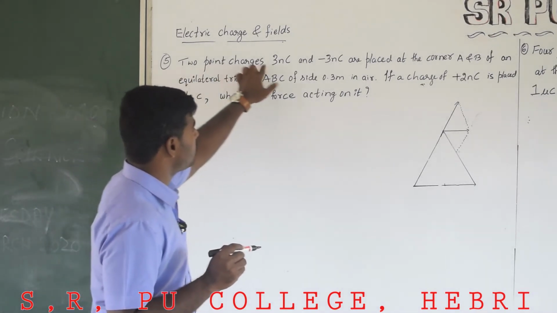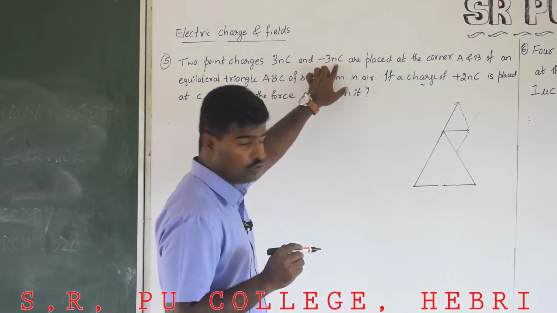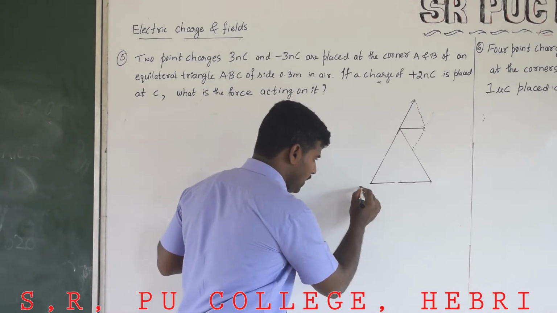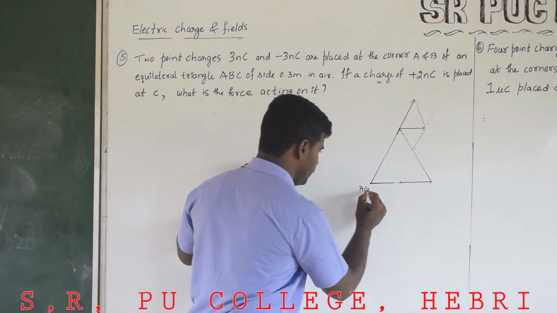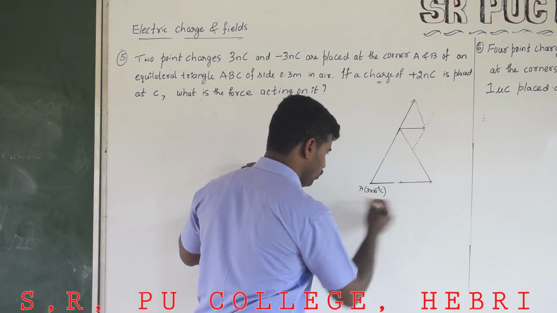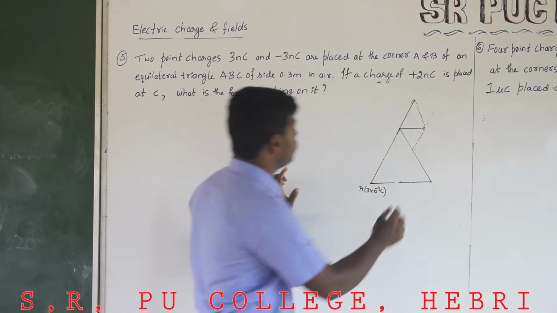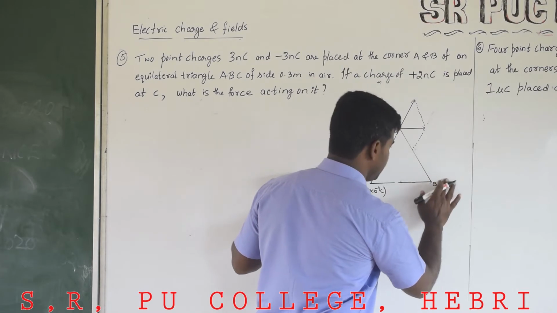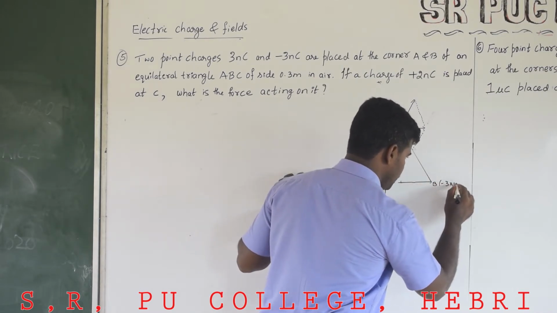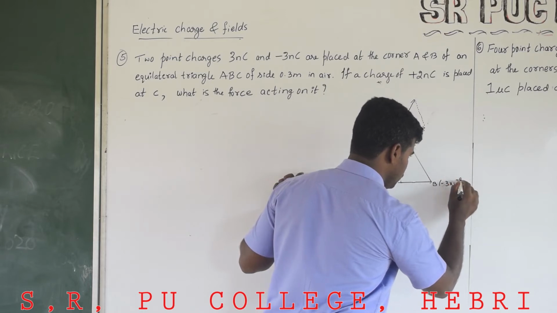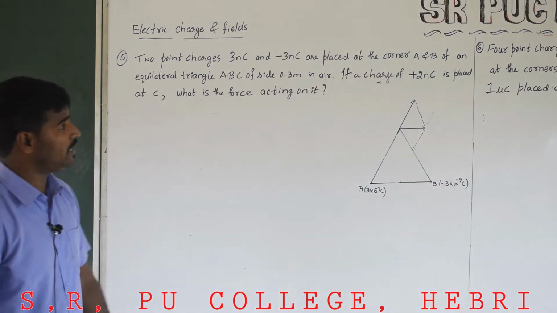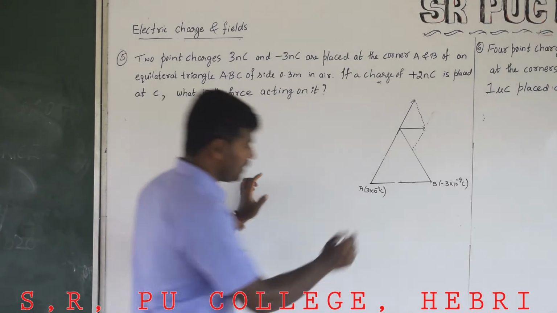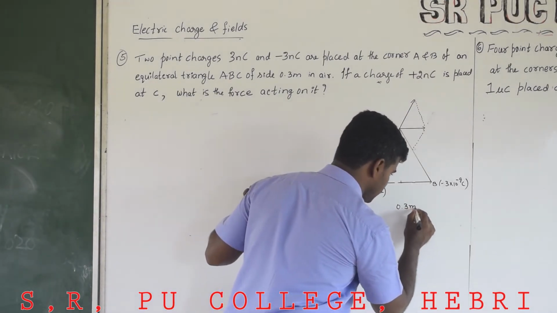I repeat, two point charges 3 nanocoulomb and minus 3 nanocoulomb are placed at the corners A and B. Here it is the corner A of an equilateral triangle. The charge will be 3 into 10 raised to the power minus 9 coulomb, and minus 3 nanocoulomb is at the point B, that is minus 3 into 10 raised to the power minus 9 coulomb, placed at the corners A and B of an equilateral triangle ABC of side 0.3 meter in air.